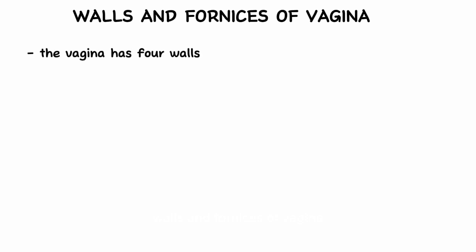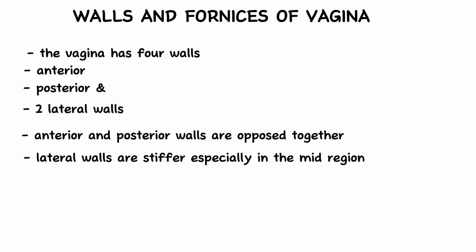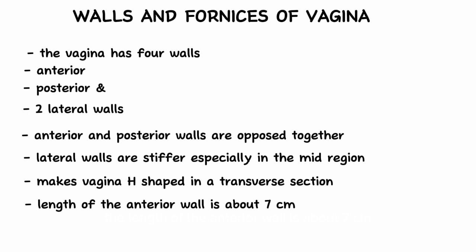Walls and fornices of vagina. Structurally, the vagina has 4 walls, an anterior, a posterior, and 2 lateral walls. The anterior and posterior walls are typically opposed together, while the lateral walls are stiffer, especially in the mid-region. This anatomical arrangement causes the vagina to appear H-shaped in a transverse section. The length of the anterior wall is about 7 centimeters, whereas the posterior wall measures approximately 9 centimeters.